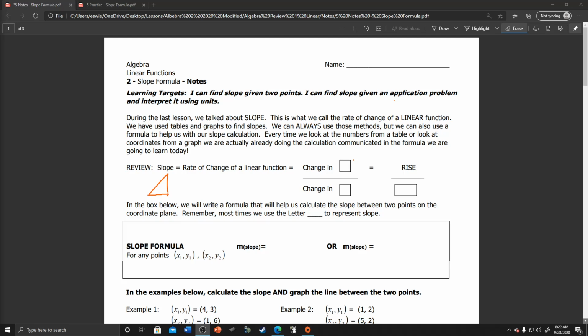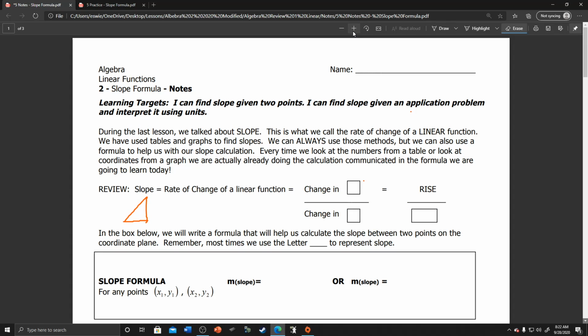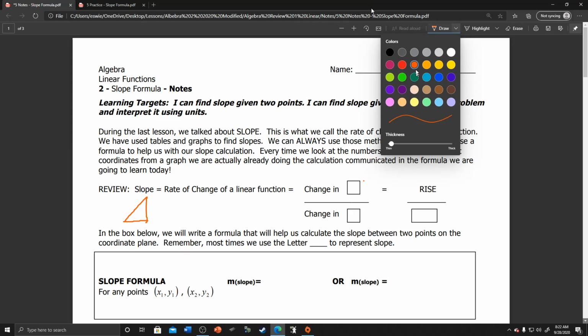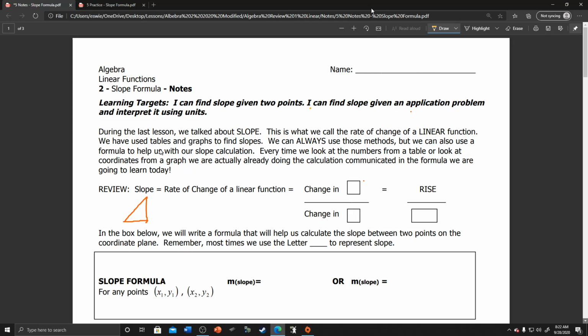Alright, we're going to begin talking about slope and linear functions, and we're going to begin with giving ourselves a formula for finding the slope of any two given points. So the slope between 2 points. And we'll do a little review, hopefully from last year, just reminding ourselves what this slope means.